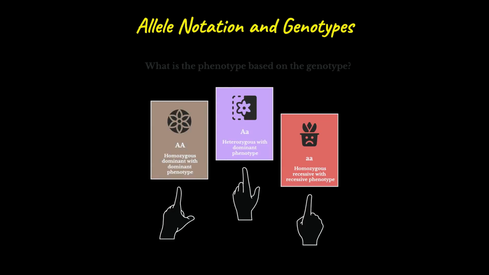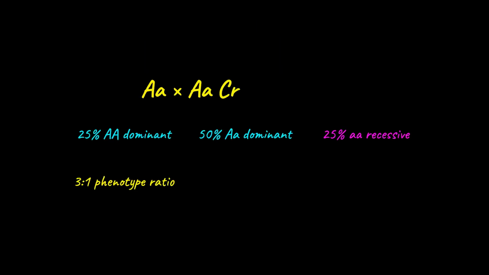Geneticists use uppercase letters for dominant alleles and lowercase for recessive. Both AA and Aa individuals display the dominant phenotype because at least 1 dominant allele is present. Only aa individuals express the recessive trait.